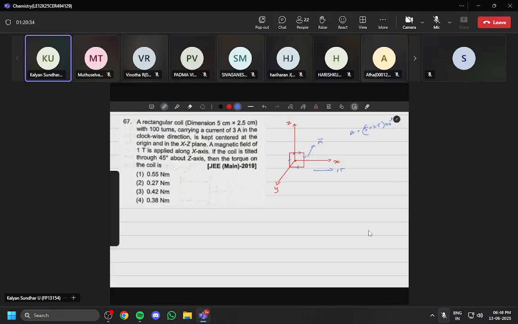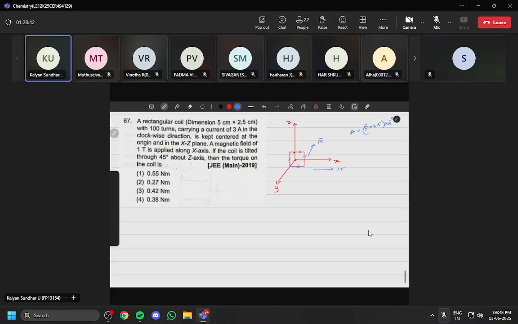அப்ப இப்படி இருந்த coil இப்படி நான் tilt பண்றேன். கரெக்ட்டா? ஏரியல் வெக்டர் இப்படி இருந்தது, எவ்வளவு ஆங்கிள் மேக் பண்ணும்? இனிஷியலா இப்படி இருக்கும். இப்போ எவ்வளவு இருக்கும்? What is this angle? Z axis தானே. So இதோட எவ்வளவு மேக் பண்ணிருக்கோம்? 45 degree. கரெக்ட்டா? Now we are asked to find out tau is equal to MB sin theta value. Right, sir?